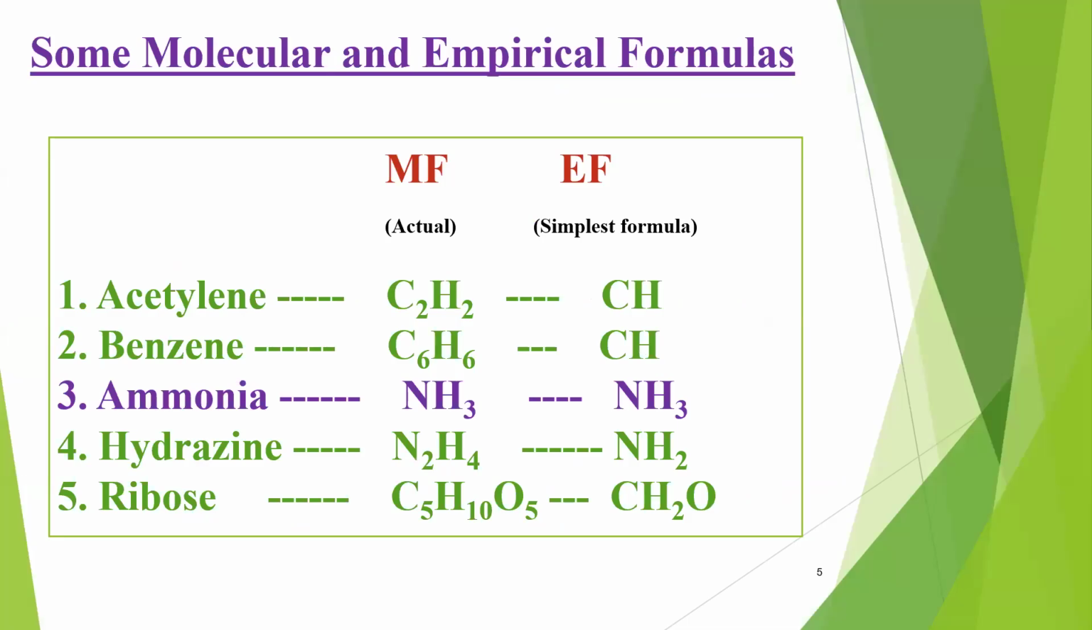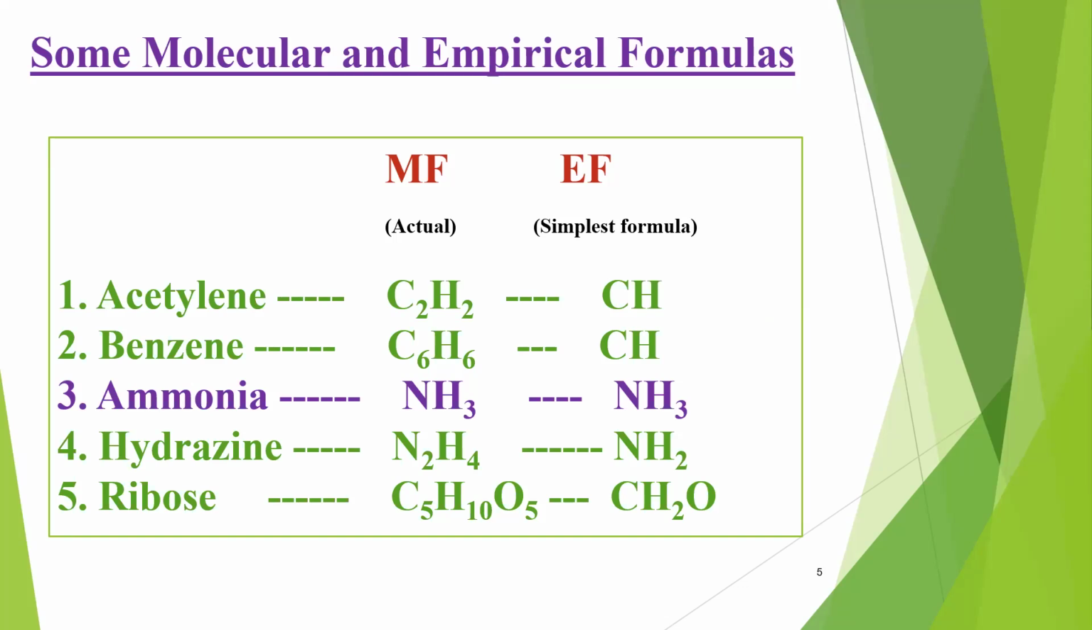Suppose acetylene. Molecular formula is C2H2. Then the simplest formula, empirical formula, is CH. Then you take benzene. The molecular formula is C6H6. Then empirical formula is CH, 1 is to 1. Ammonia: molecular formula is NH3. Then empirical formula is also NH3 because it is a 1 is to 3 ratio.